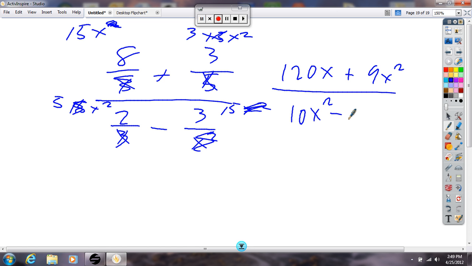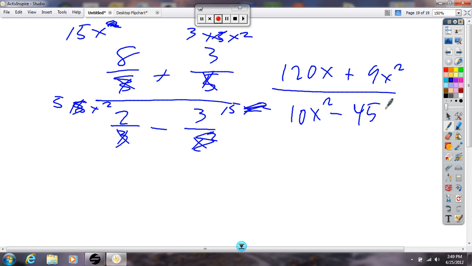Minus 3 times 15, 45. That's my answer unless you can reduce it down. You cannot reduce it down unless you can take something out of all 4 numbers. Is there anything that's in all 4? No. I can factor this and I can factor this, but what factors is it going to cancel?